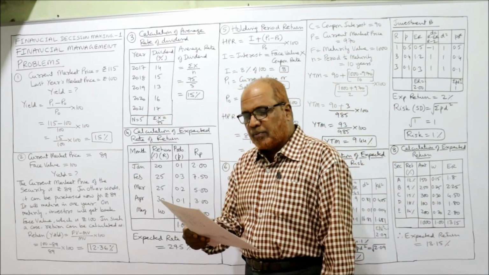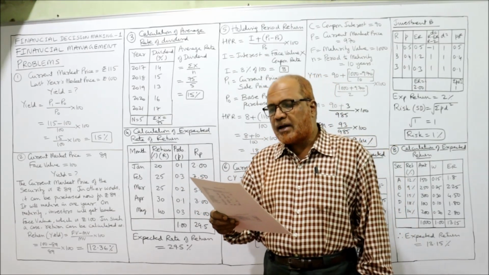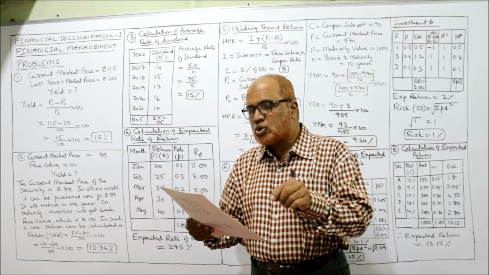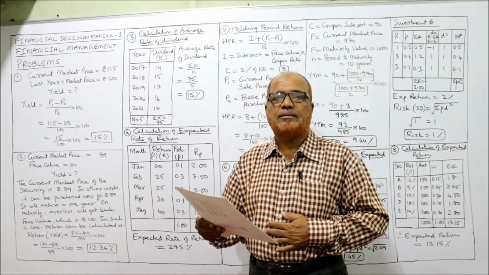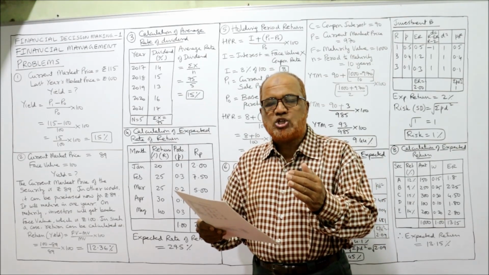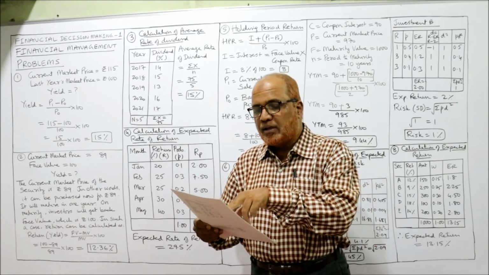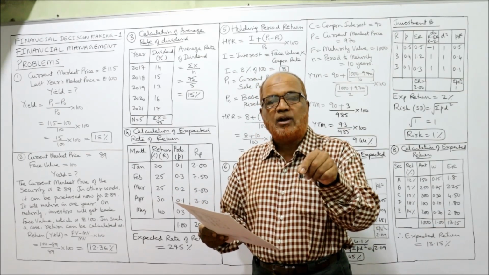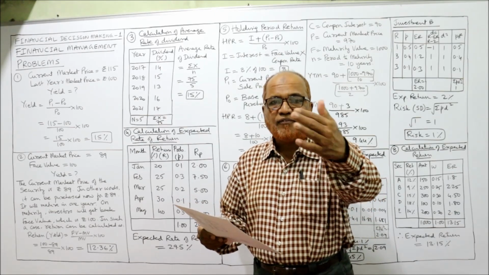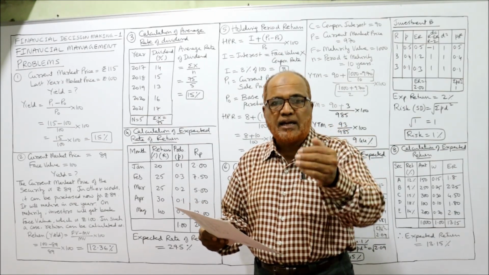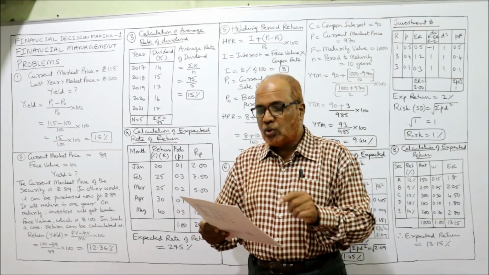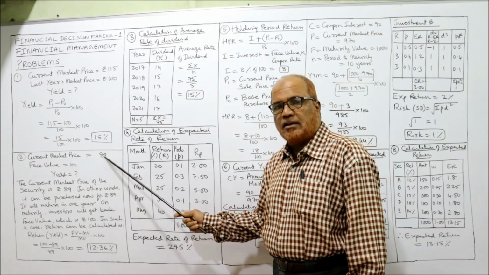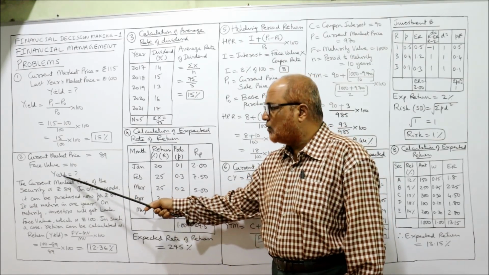Now, second problem. A security is currently available in the market at rupees 89, whose face value is 100 and the time to maturity is 1 year. Calculate the yield. That means the security will mature after 1 year at face value. The face value of the security is 100 rupees. So presently the value of the security is 89 and after 1 year the holder will get 100 rupees. So what is the yield? That's what it is asking. Current market price is 89, face value is 100, and we have to find the yield.